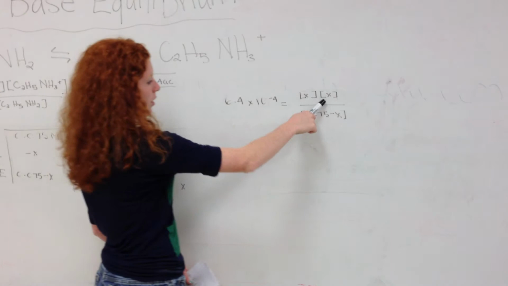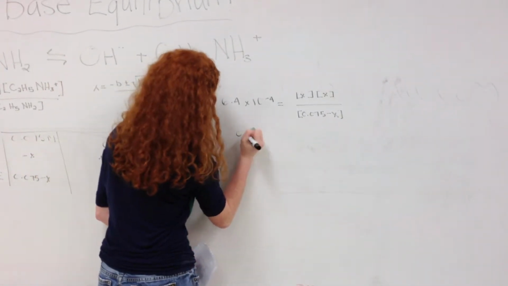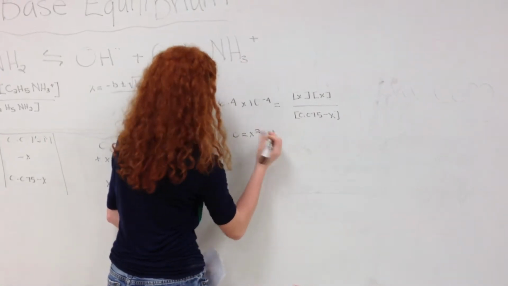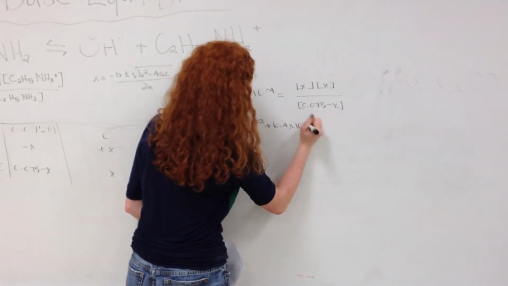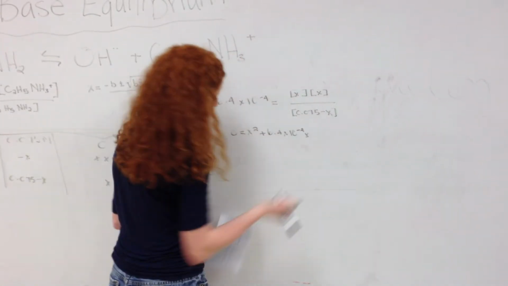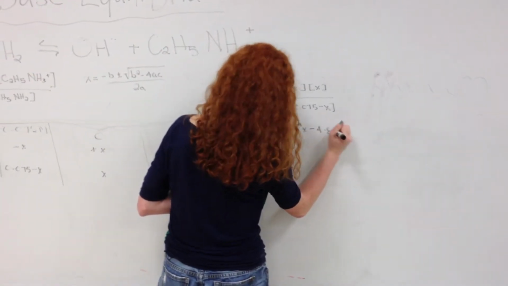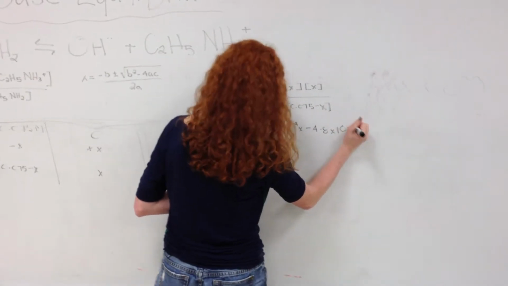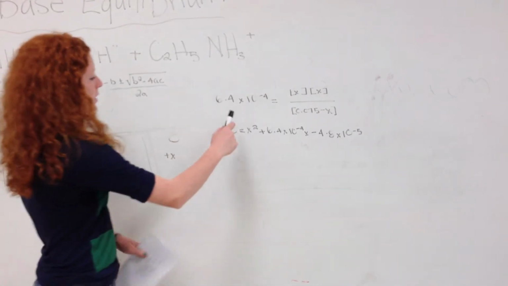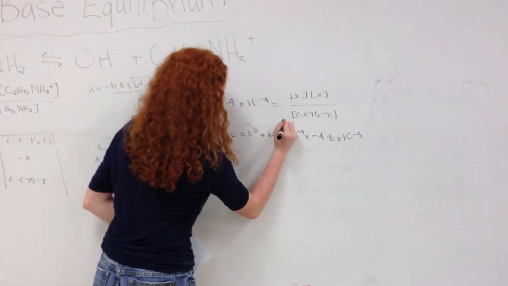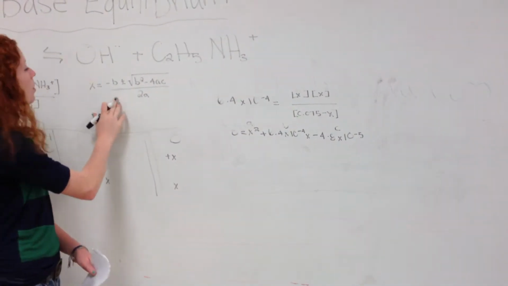And when you end up multiplying all of this out and getting it all to one side, you're going to have 0 equals X squared plus 6.4 times 10 to the negative fourth X minus 4.8 times 10 to the negative fifth. And so from here, you can see that this is going to be the A, this is going to be B, and this is going to be C. And that will help when you plug it in to the quadratic formula.